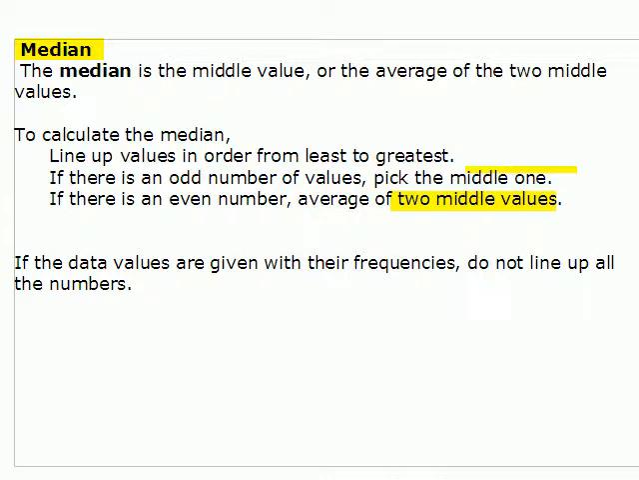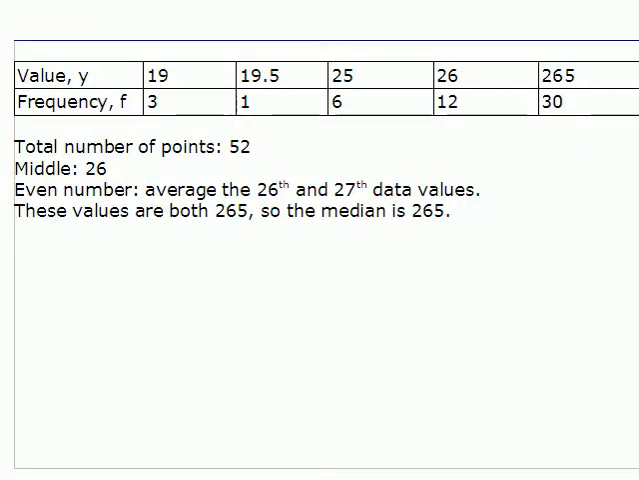But if the data values are given with their frequency, it's just as easy. Only don't bother lining up the numbers because that's too much work and unnecessary. Okay, so here's some data values, and here are their frequencies. Sort of put them in order. The total number of points is 52. The middle one is going to be 26. Well, it's even. You have an even number. I have to add the 26th and 27th data point.